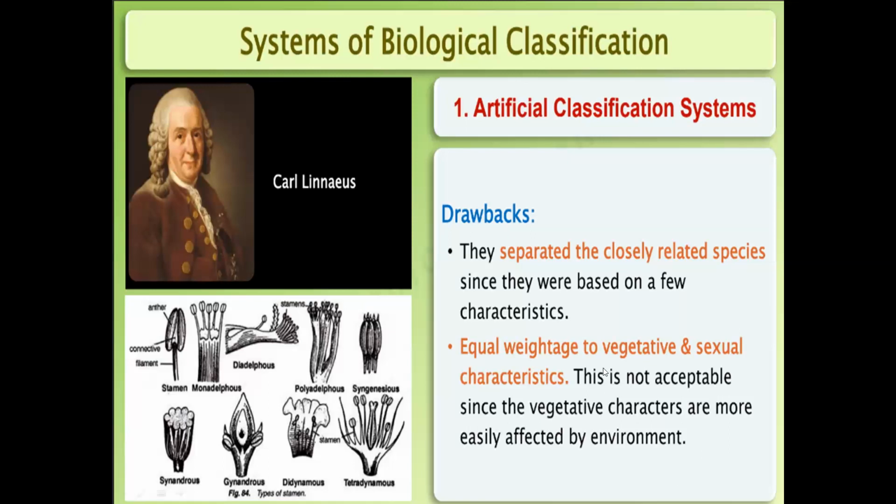Then, equal weightage for vegetative and sexual characters. Vegetative characters are different from sexual characters, but there was equal weightage. This is not acceptable because vegetative characters are more easily affected by the environment. Vegetative characters are characters like stem, root, leaf. If the environment is dry, the leaf will fall.